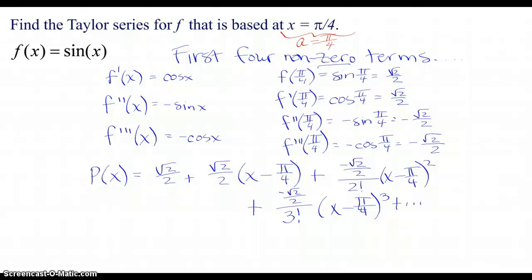This is a power series, so I can't forget the plus dot dot dot, because without that, I have built an approximating polynomial. That is not what they asked for. They asked for the Taylor series for the function centered around pi over 4 or based at x equal pi over 4. So it's identical to the work that we did before when we built those approximating polynomials. The only difference is we've got to remember to put plus dot dot dot at the end.